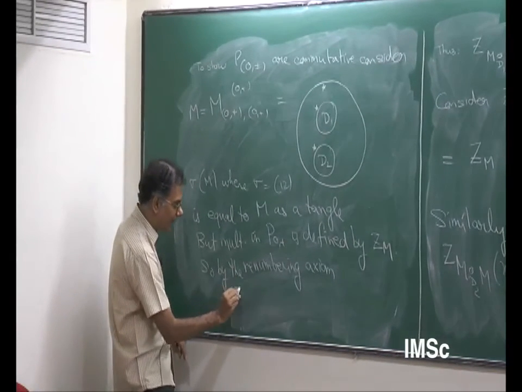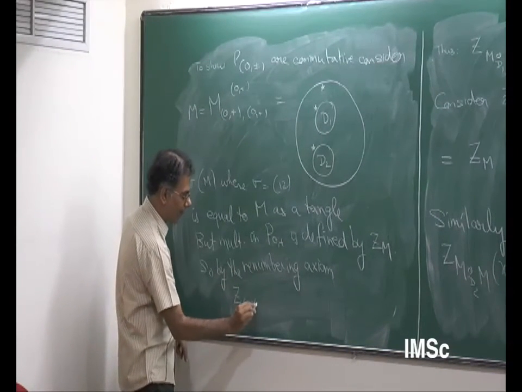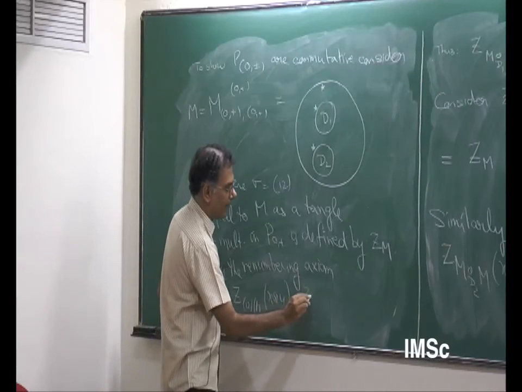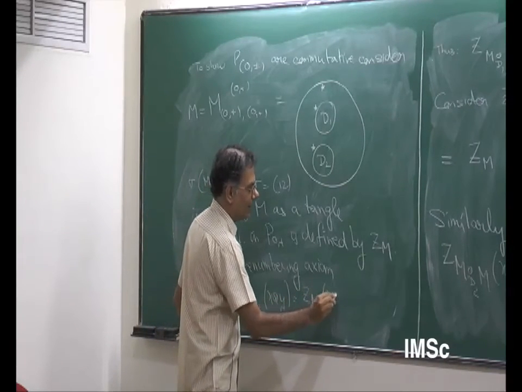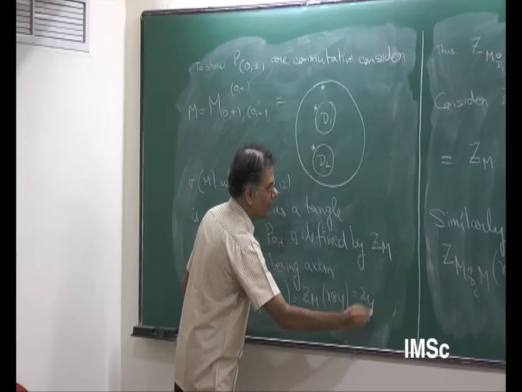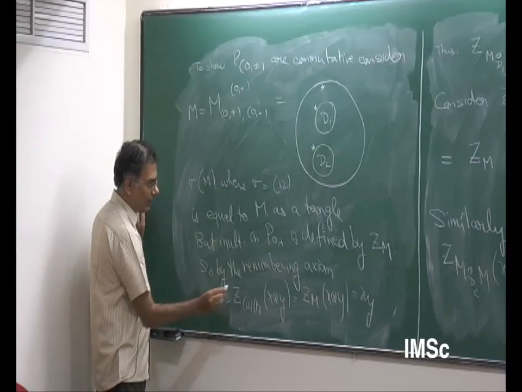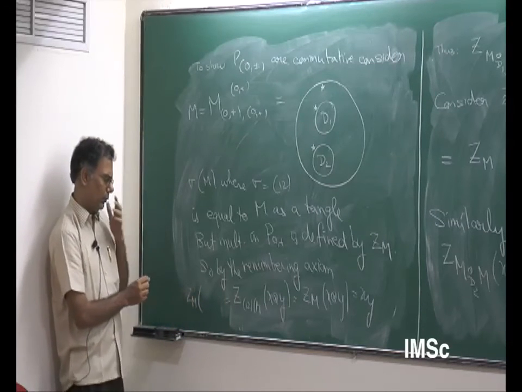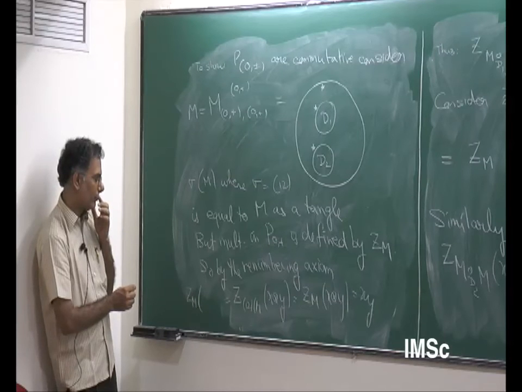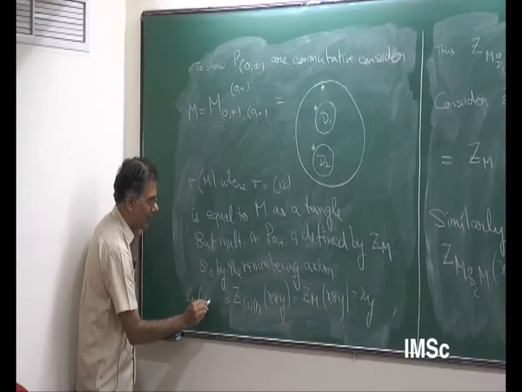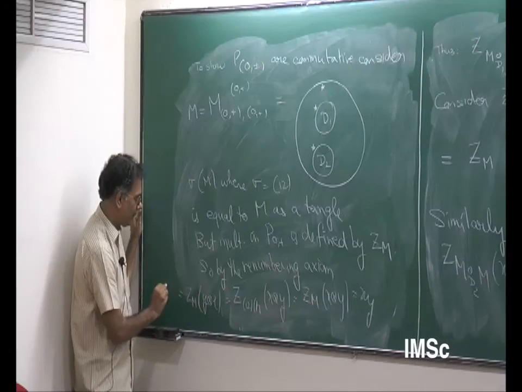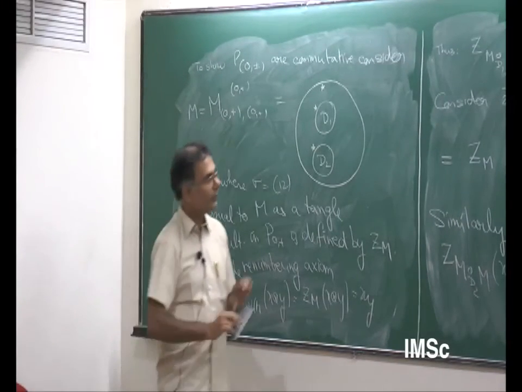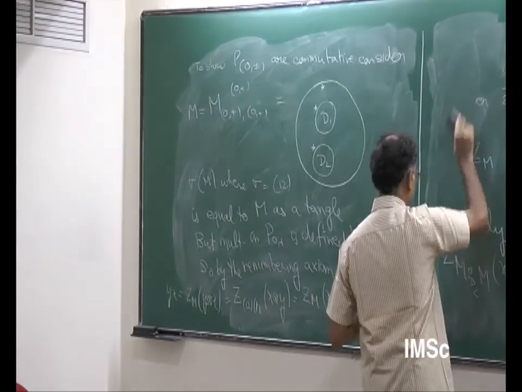So by the renumbering axiom, Z12m of x tensor y is Zm of x tensor y, which by definition is xy. On the other hand, Z12 of m is also Zm of y tensor x, because I'm applying the permutation 1, 2. So this is yx. So yx equals xy, you get.